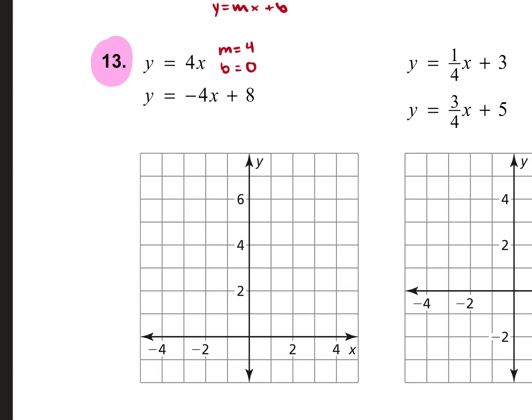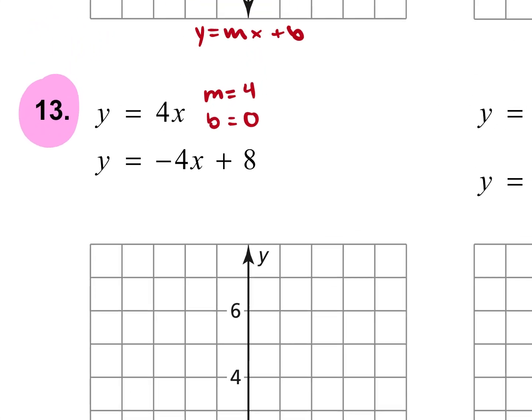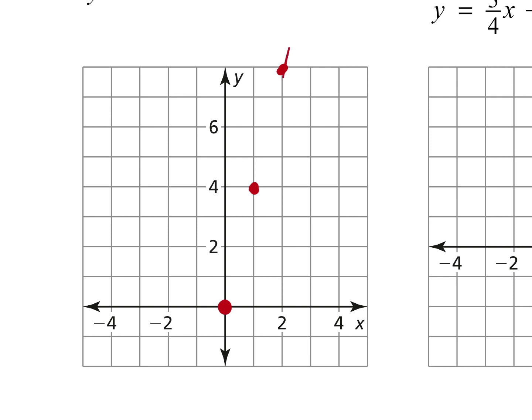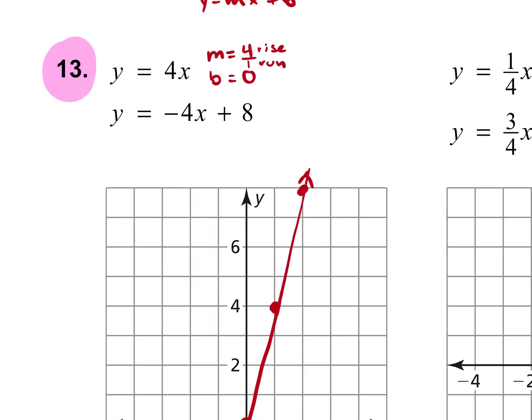So what's the first point I'm going to put on my graph? On the y-axis, I'm going to put a point at 0. Now, how do I do the slope of 4? You go up 4 to the right 1. Perfect. 4 is like saying 4 over 1. So my rise would be 4 and my run is 1. I can put a couple points if I want, go up 4 to the right 1, and then connect the dots. So that's my first graph.